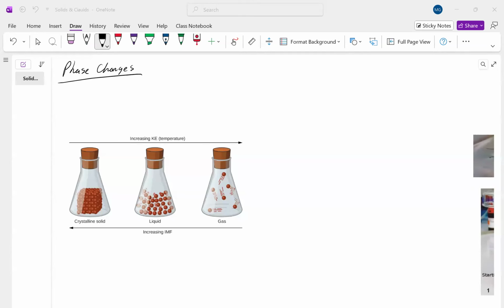So let's look at a little bit of an introduction to phase changes. I'm going to come back to phase changes periodically, and we'll dive a lot deeper into the math and what a phase change really is. But let's just do a quick introduction. I want you to imagine an ice cube.